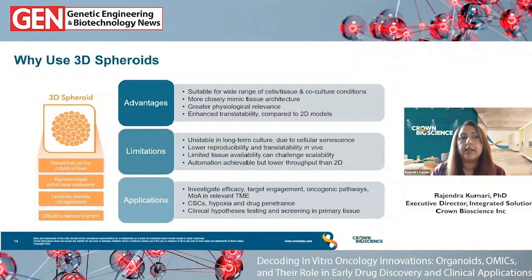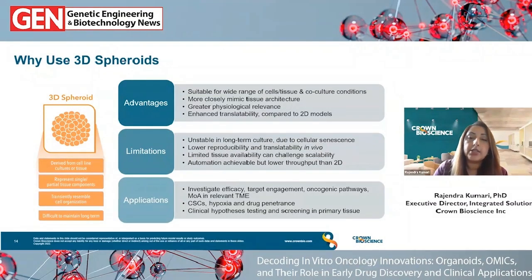If we look at the 3D system, what is the best application for these types of models based on the advantages listed here, but also remembering the limitations? Again, a wide range of different cells, tissue, and co-cultures can be used here. They closely mimic the tissue architecture with those cell-to-cell interactions, so they are more physiologically relevant than the 2D systems. But because of their limitation of not being maintained in long-term culture, it does impact the reproducibility and the robustness of the assays, and you do have to generate each of the systems each time.